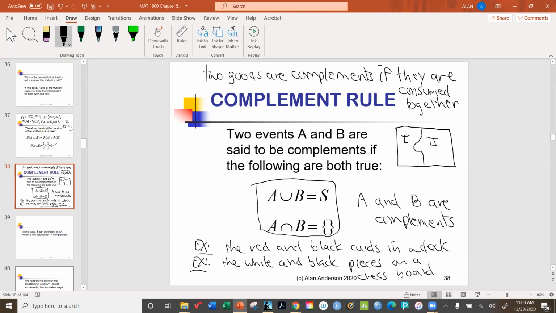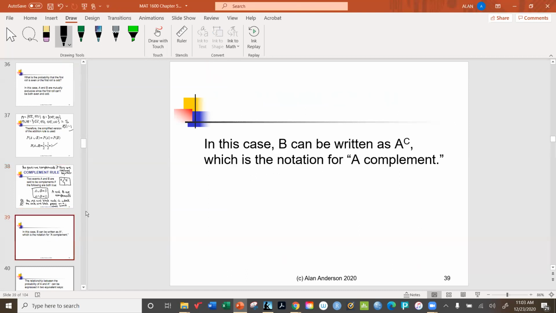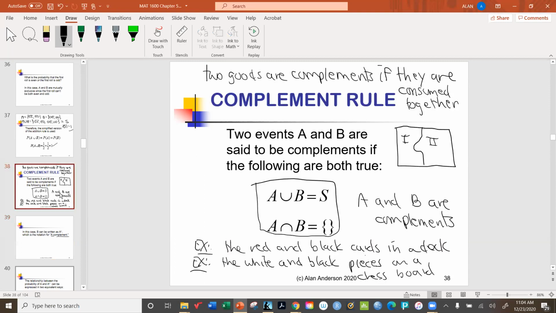So now here's some notation that we're going to introduce. The complement of A, as we'll see in the next slide, is written as A with a little c. The little c stands for complement. So if you see that written down somewhere, A with a little c means a complement.